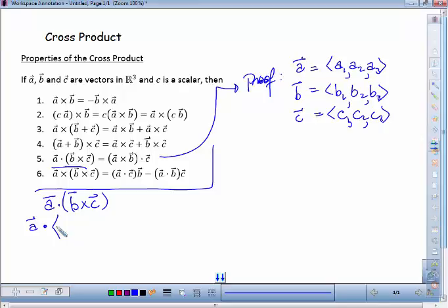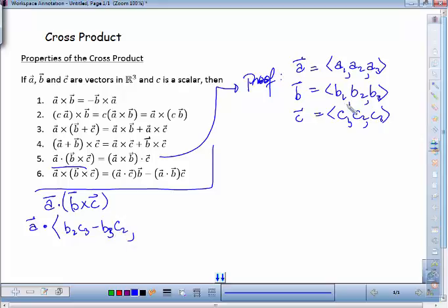In that order. So I have B and C up here already kind of on top of each other, so I'm just going to pretend there was an IJK up on top and then do this thing in my head. So in the I direction it'll be B2 C3 minus B3 C2.